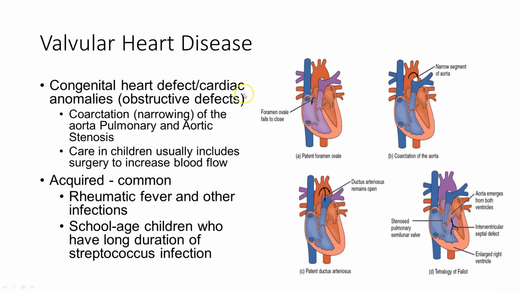We know that some of these changes can be congenital or acquired in nature. So congenital is what we talked about when we're talking about stenosis of coarctation. You have a stenosis with tetralogy of Fallot. You have an opening with PDA. You have an opening with PFO. So knowing that client's history is going to help us determine if they are at risk for congenital heart disease and valvular heart disease.